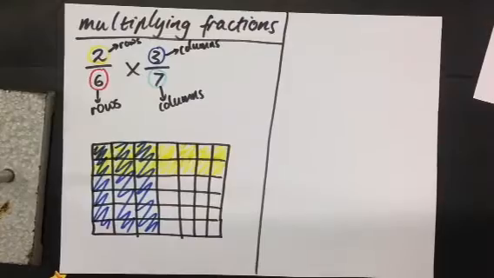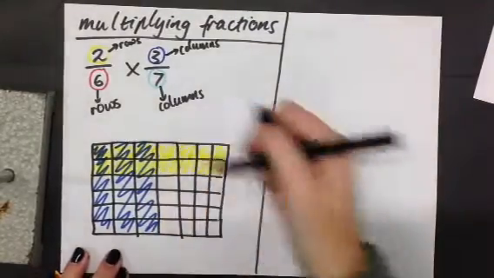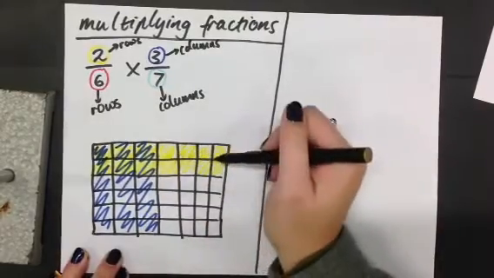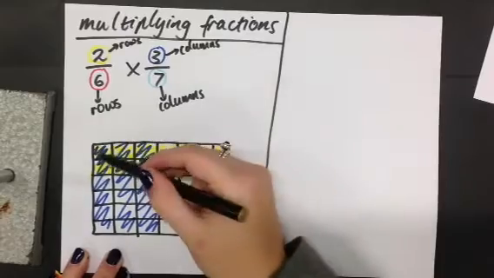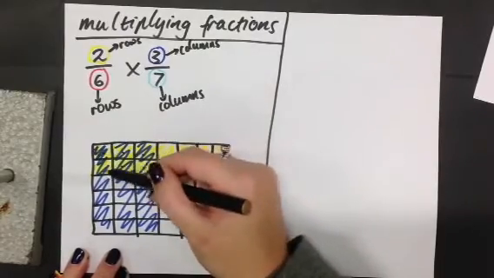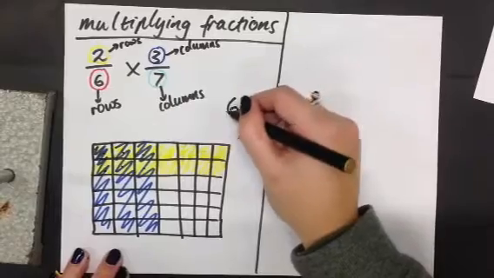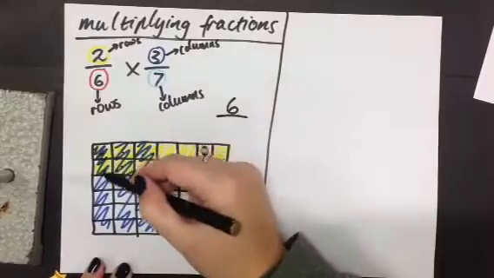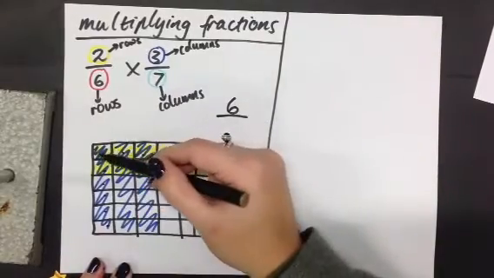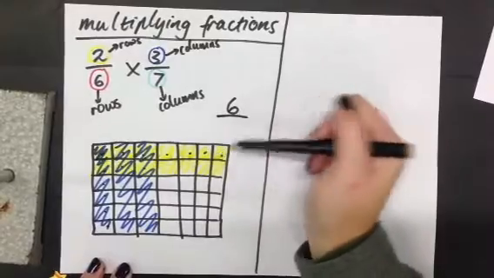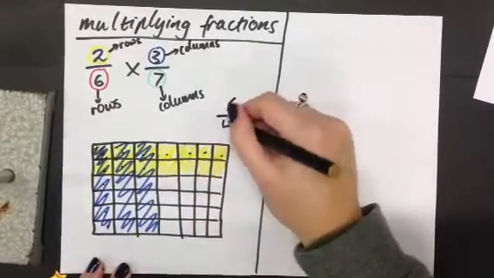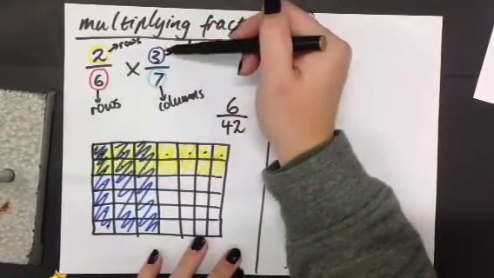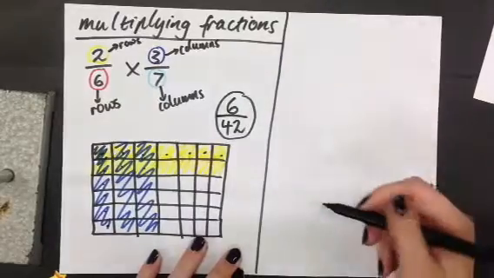What we're interested in looking at is how many squares have been shaded in twice. So not the ones that are just coloured in blue or just coloured in yellow, but the ones where the overlap of colouring occurred. So we had 1, 2, 3, 4, 5, 6. So that's 6 parts out of however many squares there are altogether. So 6 by 7. 7 times 6 is 42. So our answer for 2/6 times 3/7 is 6 out of 42.